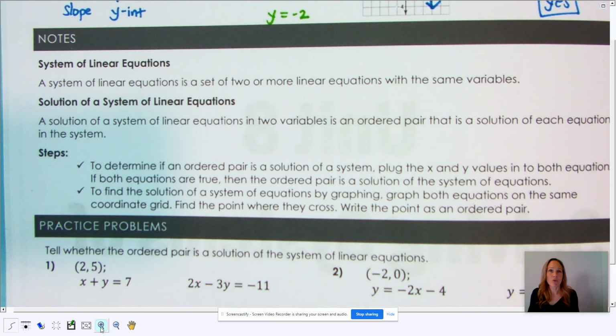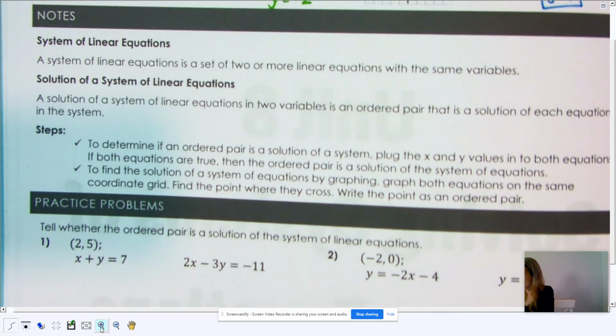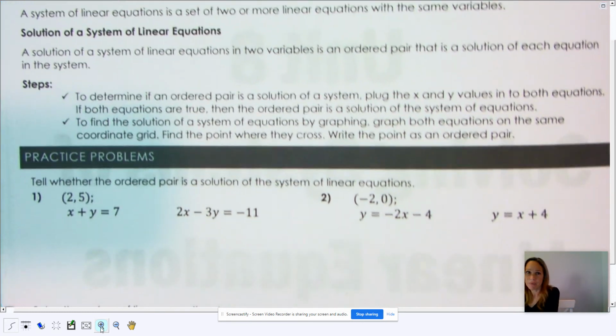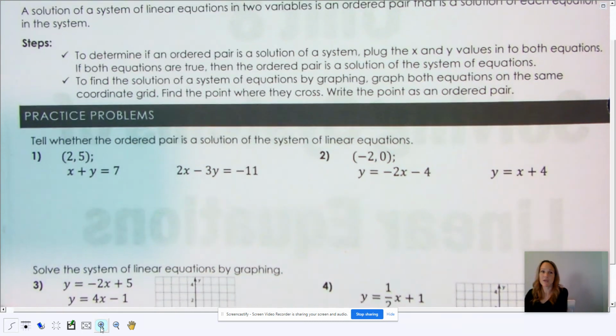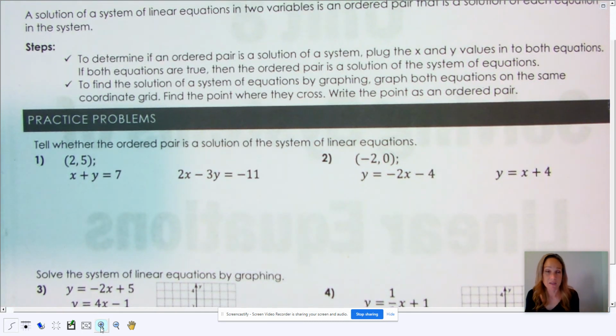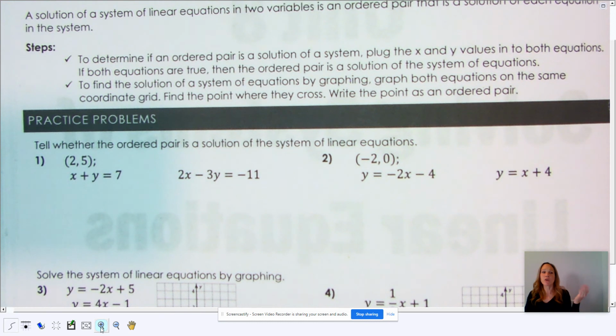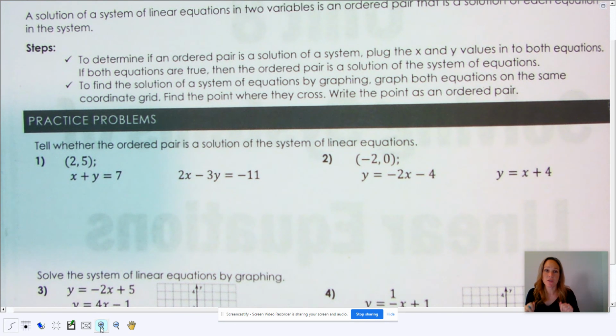There are several ways to solve that algebraically, a few different methods. Today we're going to look at the method of graphing. The solution where both of those equations are true would be that one point where they overlap, so their intersection point. First, if they give us a point, we're going to be able to tell them yes, this is a solution, or no. Then we're going to say, here are the equations, find the solution. We're going to do that by graphing.